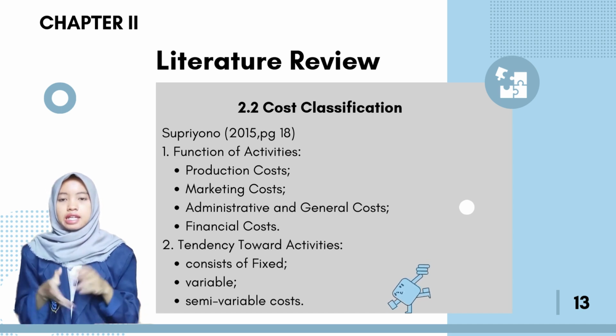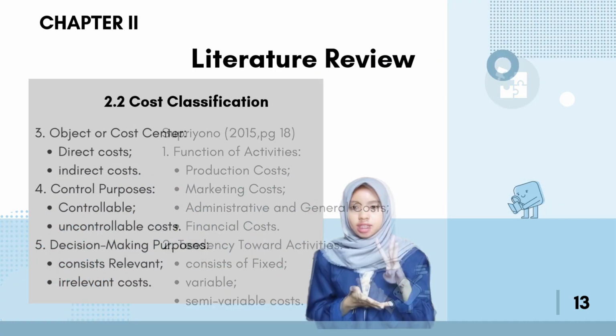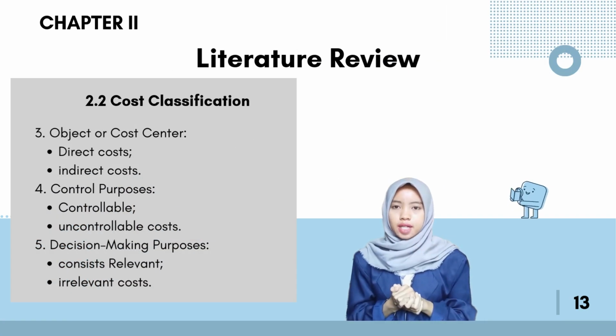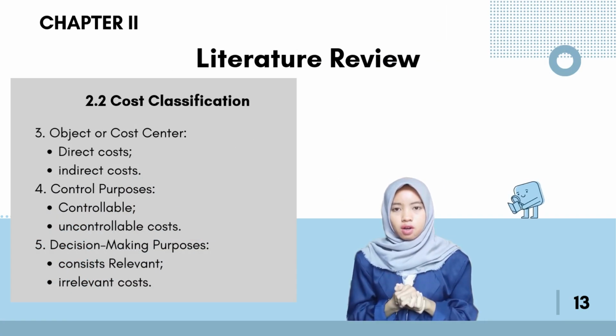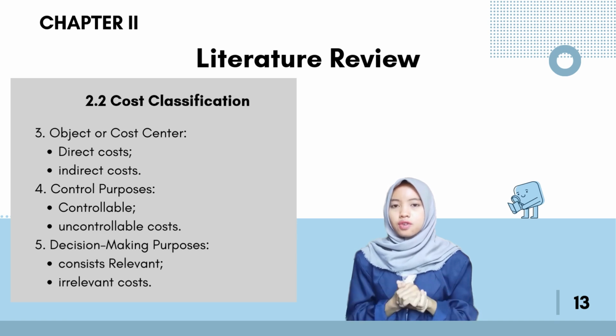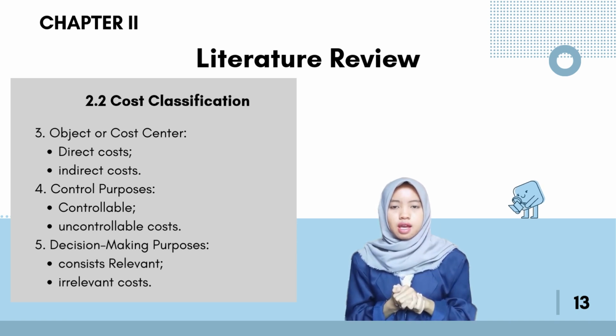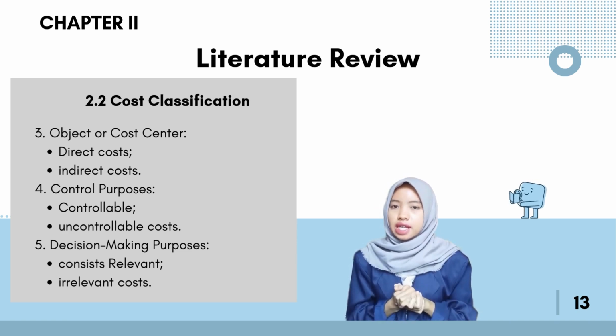The second, tendency toward activities, consists of fixed, variable, and semi-variable. Third, object or cost center, consists of direct costs and indirect costs. And four, control purpose, consists of controllable and uncontrollable costs. The fifth, decision-making purposes, consists of relevant and irrelevant costs.